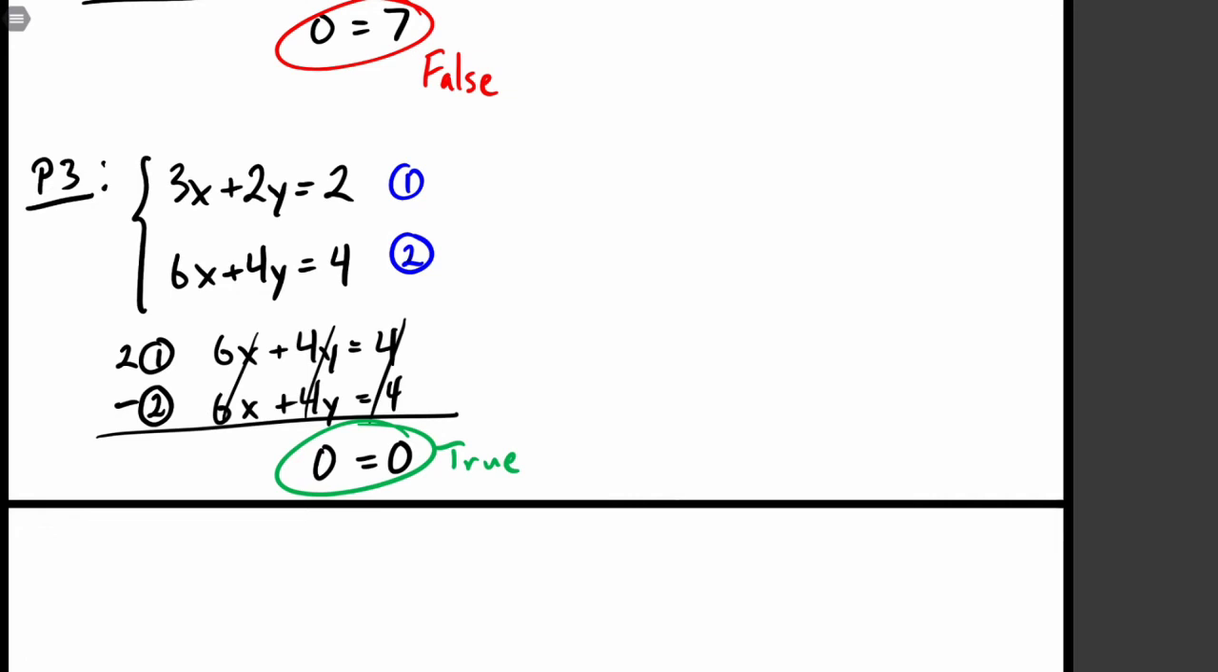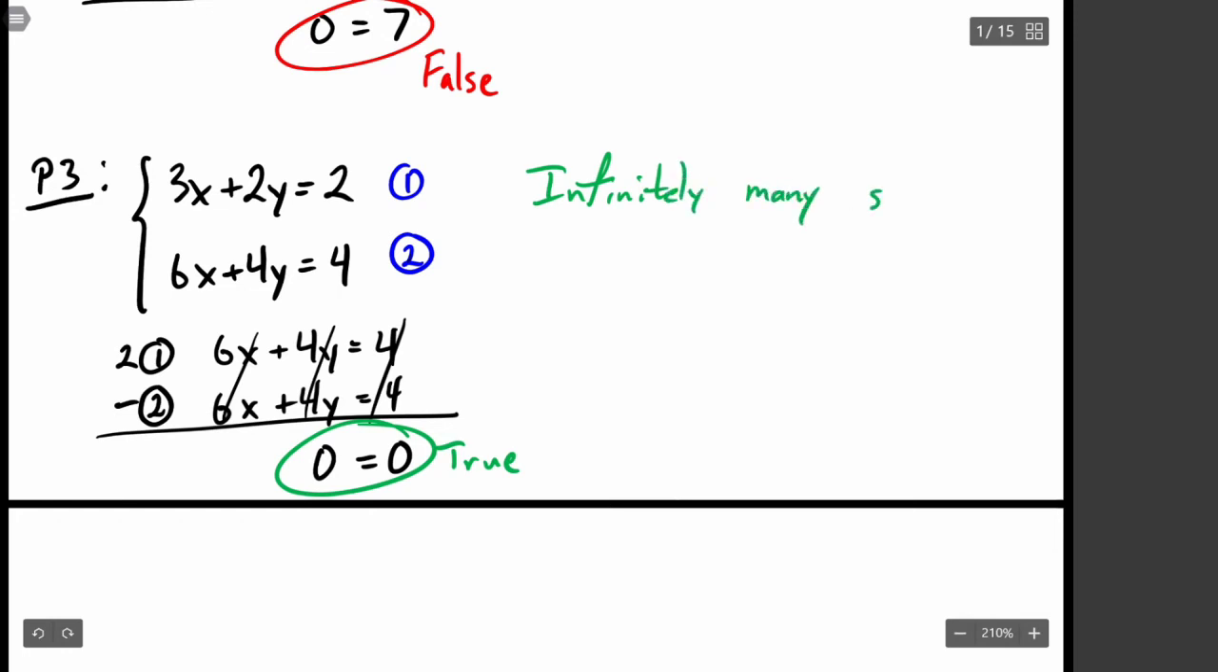The last one was false, but this one's true. What does that mean? Well, if you look at these lines, the second one is just 2 times the first one. So they're really just the same equation. So there's really only one line here. What that means is the graphs of these two lie right on top of each other, which technically means there's infinitely many solutions. How do we write that? Well, first off, let me say that there's infinitely many solutions.